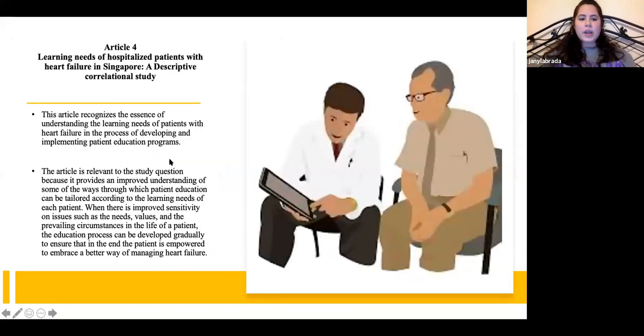In this article, we talk about learning needs. We all know in nursing school how important it is to teach your patients. So always teach them what they can do to make their lives better, how they can manage their symptoms, what to report to the doctor, and stuff like that. This article recognizes the essence of understanding the learning needs of patients with heart failure and the process of developing and implementing patient education programs.